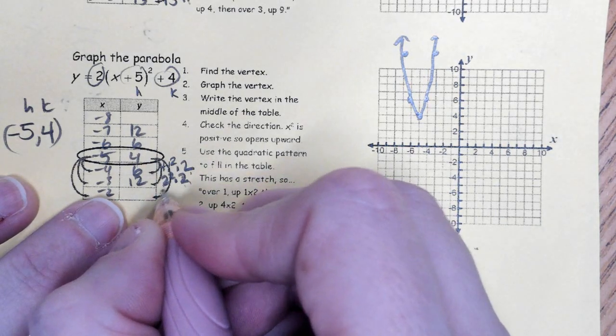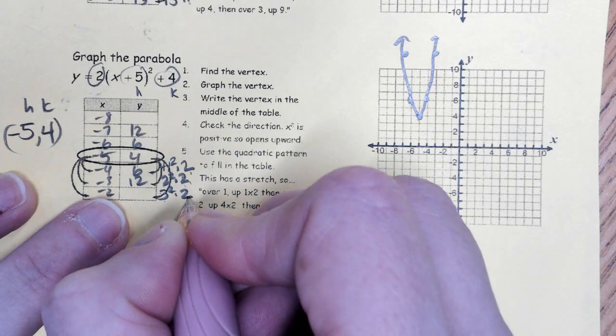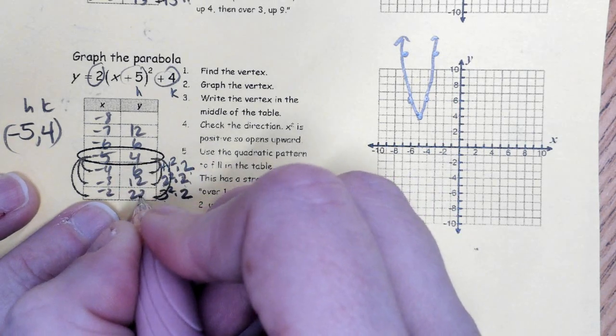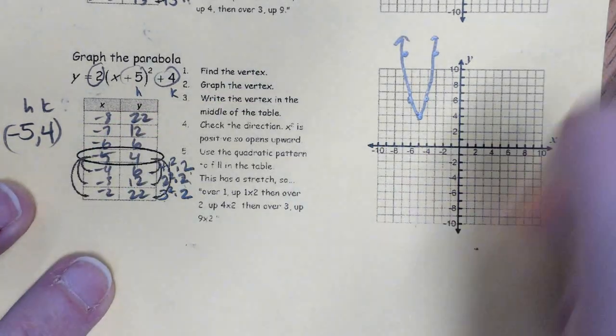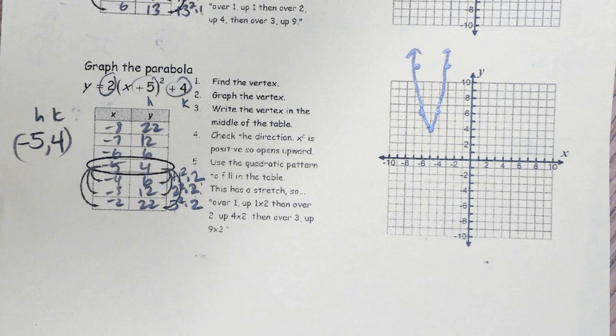Since it's the third hop, I'm going to do 3 squared times 2. 3 squared is 9. 9 times 2 is 18. 4 plus 18 is 22. So I would go over 8, left 8 up 22, left 2 up 22. All right? This is the pattern. We will practice this more in class tomorrow, and we will also learn something else in class tomorrow.